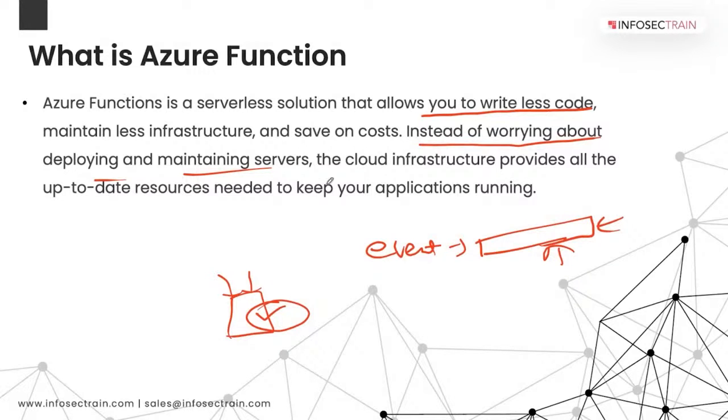As you can see, the cloud infrastructure provides all the up-to-date resources that you need to keep your application running, and it is going to work like this. The event triggers the code, and it will run and do its work. So we just focus on the piece of code which matters most to us, and Azure Functions will handle the rest.